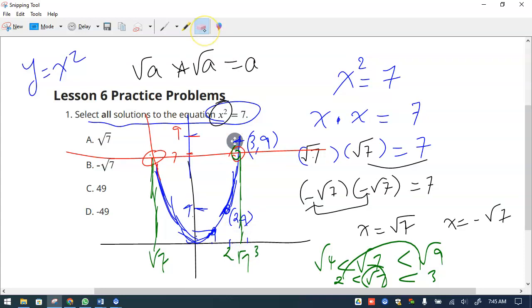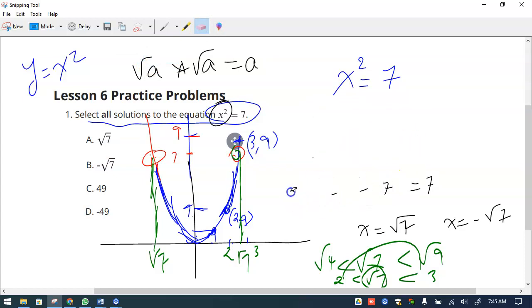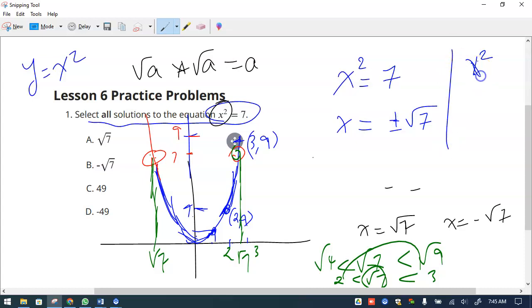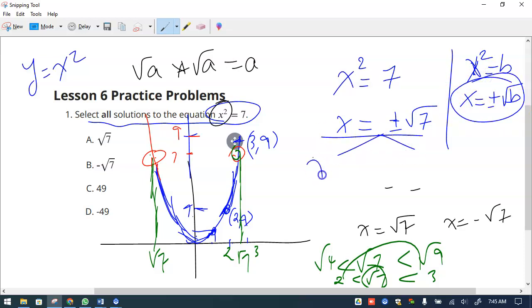If you want to solve this the right way, if x squared is 7, we can directly remember the square root function: x is plus and minus square root of 7. This is a direct formula. That means if you have x squared equals b, always remember x is plus or minus square root of b. This is how you remember. The two answers are x equals square root of 7 and x equals minus square root of 7, and you're done.